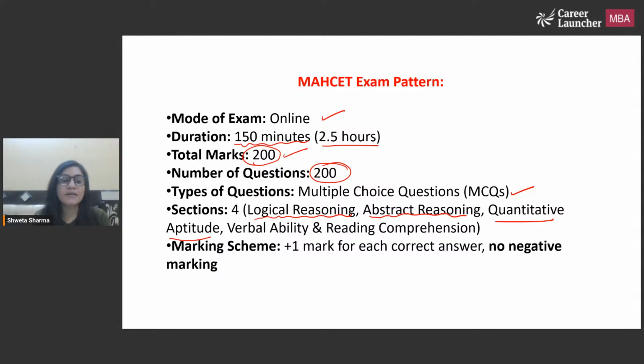If we look at the marking scheme, it's 1 mark for each question and no negative marking. That is, we are not being penalized for any wrong answers we give. So no negative marking, and we can attempt all the questions. That is what I mean to say. We should just take care of the time.